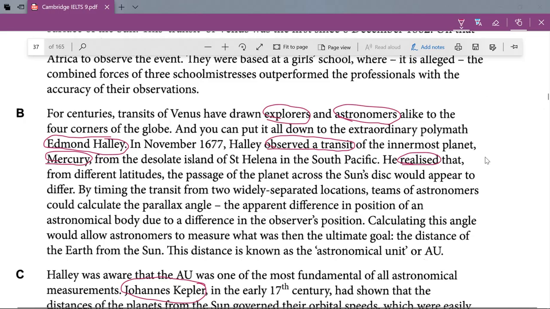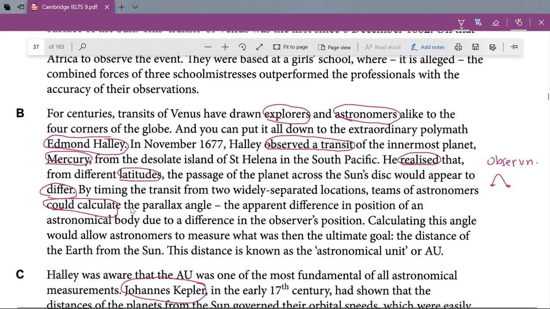Okay, so it's like realization, as if Buddha realized there is God. So he realized something. Like Newton discovered the principles of gravity when the apple fell down. So I am relating. He realized that. From different latitudes, this was his observation. So this was his observation. What did he observe? He realized that from different latitudes, the passage of the planet across the sun's disk would appear to differ. Latitudes means from different locations, the angle would differ.